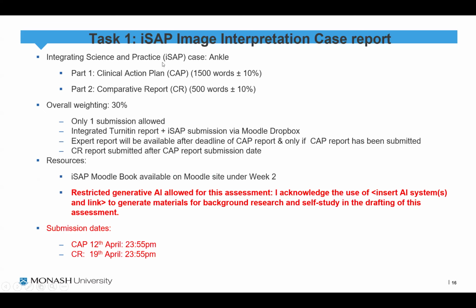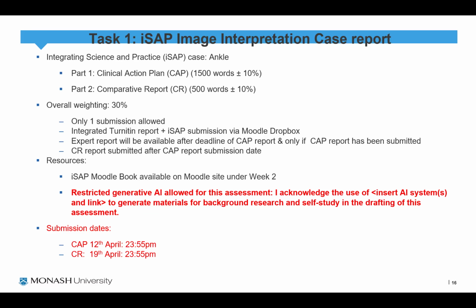So the ISAP case, as explained, has 2 parts to it. You've got the clinical action plan. Now, we've increased the word count from last year. So the overall word count is now 2,000 words, but we've made the increase on the clinical action plan, which is 1,500 words. And the comparative report is still at 500 words. As I mentioned, the overall weighting is 30%. And because you're postgrad students, you're only allowed 1 submission.